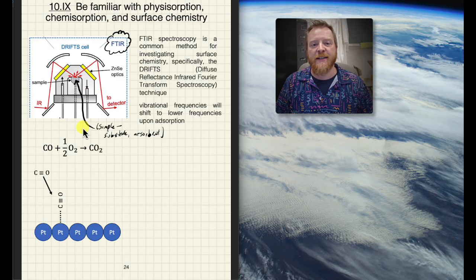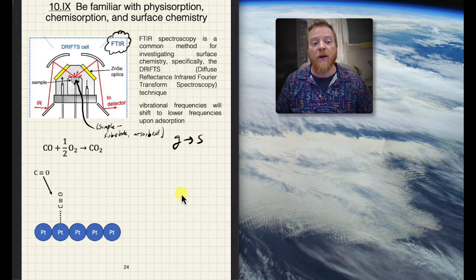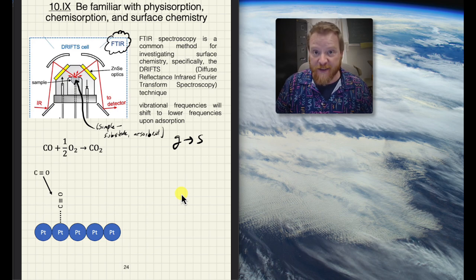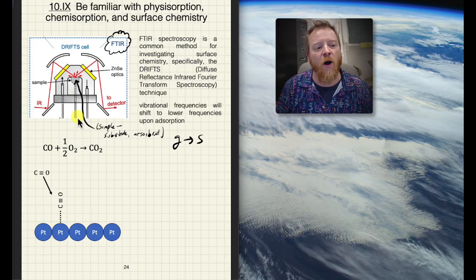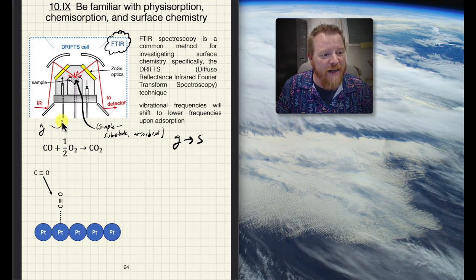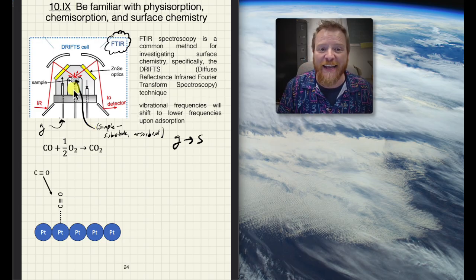Notably, this technique is used for gas to solid adsorption. We could also consider liquid to solid adsorption in this same type of heterogeneous catalysis, in physisorption or chemisorption. These DRIFTS cells often have complicated gas flow manifolds where our adsorbate, now in the gas phase, can flow over the surface of our sample and can stick and land.